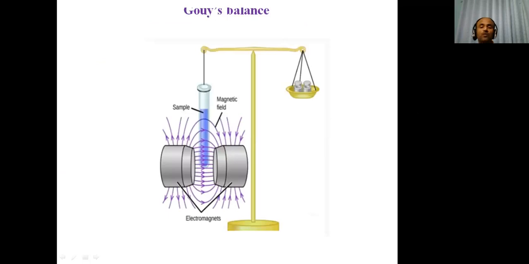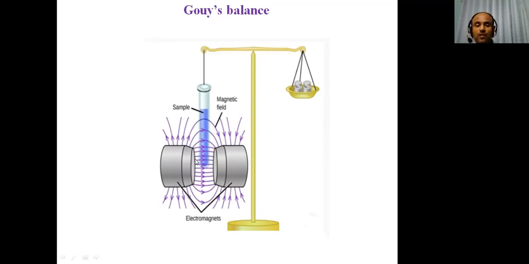See how this is working. So this is a Gauss balance. It is very much similar to a chemical balance. Generally in a chemical balance, we have two pans. Here we have only one pan, and on the other side we have a tube called the Gauss tube. In this Gauss tube, the material used for the measurement of magnetic property is filled, and initially the weight and the tube are in a balanced position.